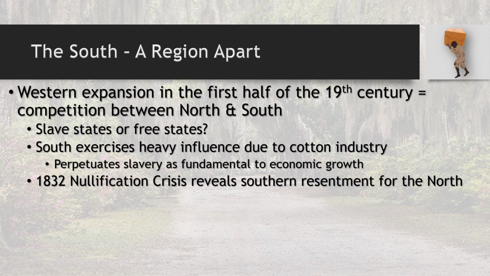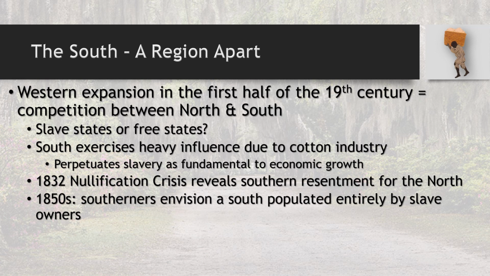And the nullification crisis that we've already seen in 1832 speaks to the resentment that the South has for the North, believing that whatever rights it believes it has are being infringed upon, and it's going to remain stubborn and obstinate as much as it possibly can when the North tries to exert its influence.